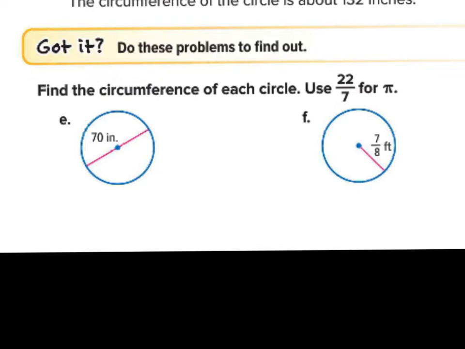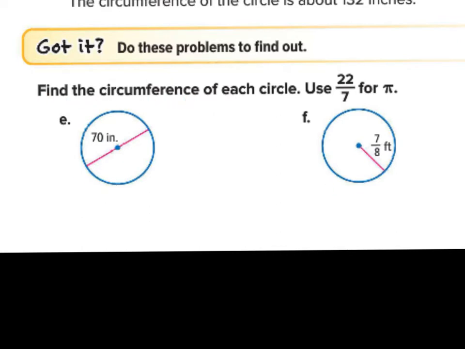If you feel like we're going too fast, remember you can always watch the video again. Maybe you can just watch the last 4 minutes of the video to really understand this part. If you think you got it now, pause the video and go ahead and complete these by using the 22/7 for pi, because 70 is a multiple of 7, 7 times 10. And remember, if the number is a multiple of 7, then you can also use the 22/7. So go ahead and find the circumference for E and F.